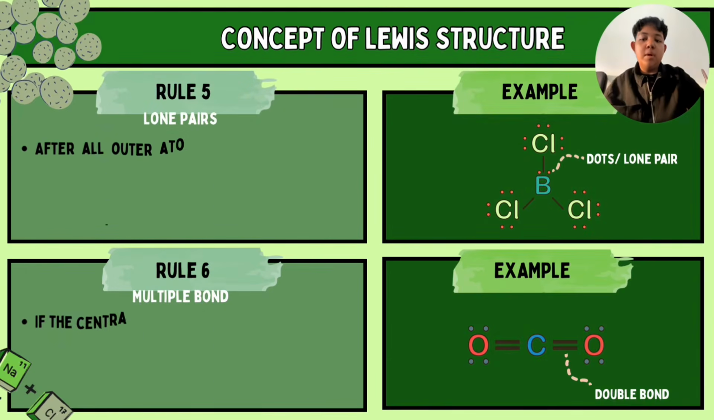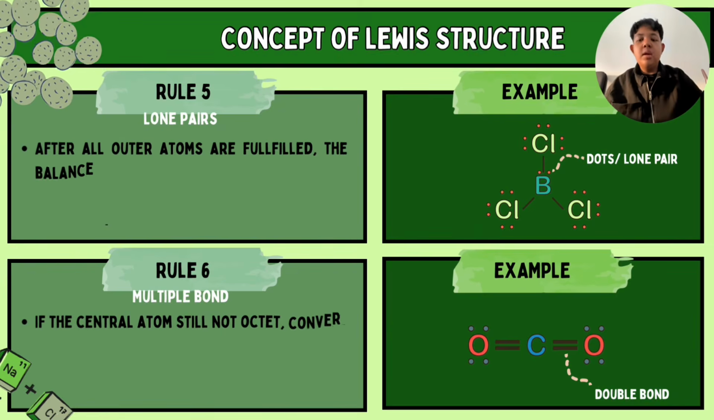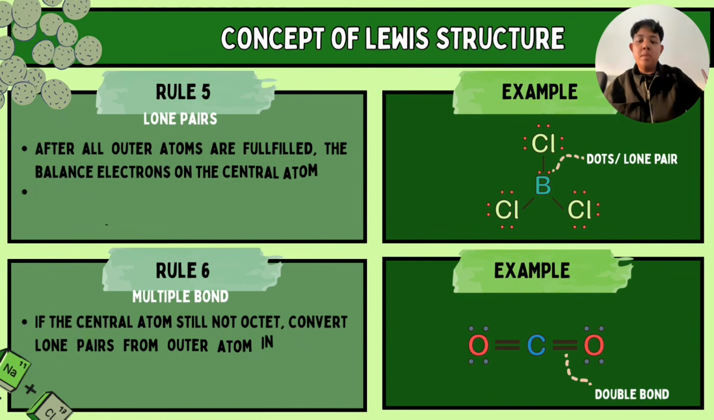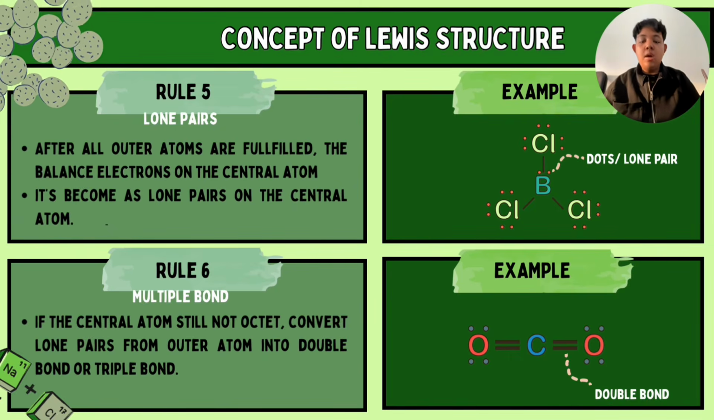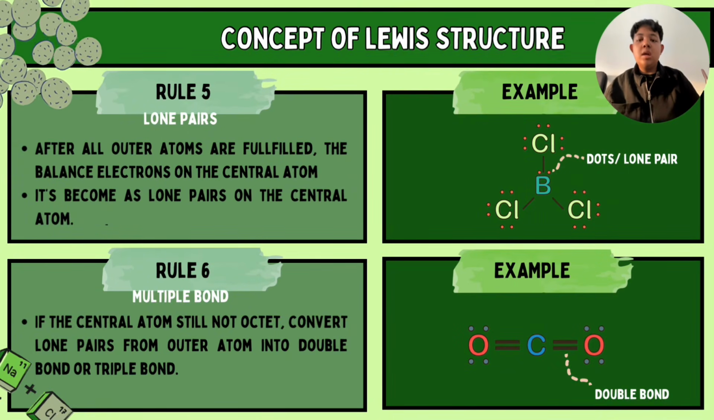Now let's take a look at rule number 5, which is the lone pair. This rule is related to rule number 1, which is valence electrons. Once all the outer atoms have a full octet, any remaining valence electrons must be placed on the central atom as a lone pair. You can see in our example, there's a dot on the central atom.